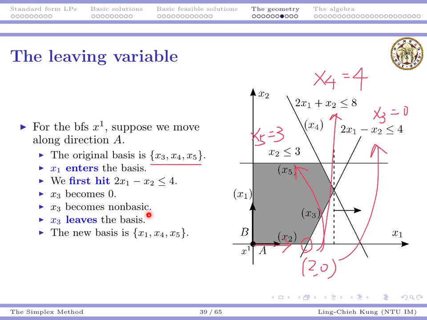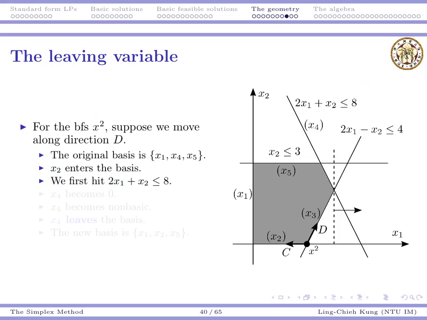So x3 is the one becoming non-basic. x3 will leave the basis. The new basis will become x1, x4, and x5. Why? Originally we have this. x1 enters and x3 leaves, so x1 will replace x3. The other two will remain identical.